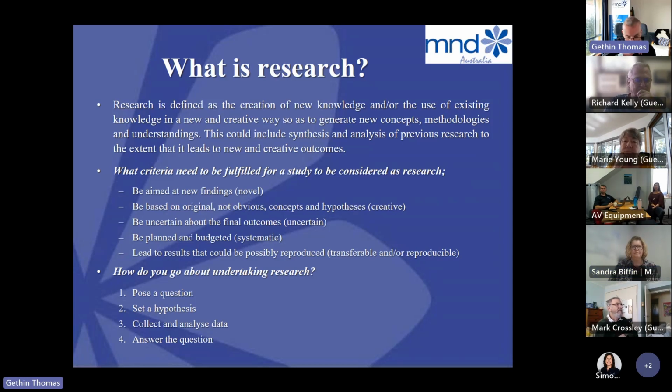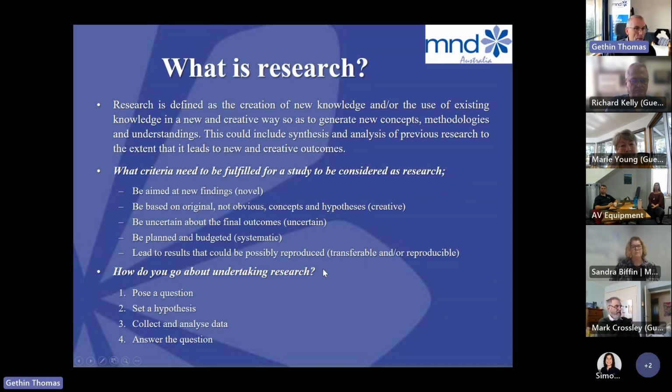So what I thought I'd do is take you back to a couple of basics today as well: a definition of what is research. What do we describe as research? A lot of people talk about it, but quite often I think people are less sure of the nuts and bolts. Basically, research is defined as the creation of new knowledge and/or the use of existing knowledge in a new and creative way, so that you generate new concepts, methodologies or understanding. This can build on previous research and reanalysis of it, as long as it leads to something basically new and creative.